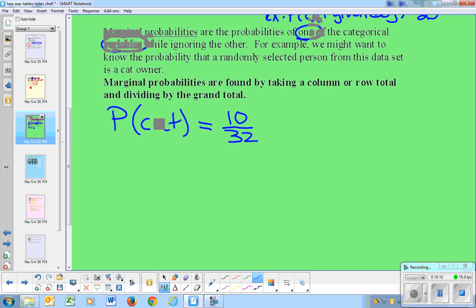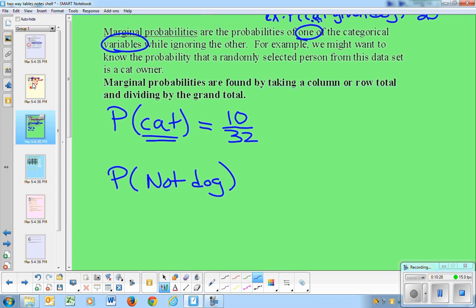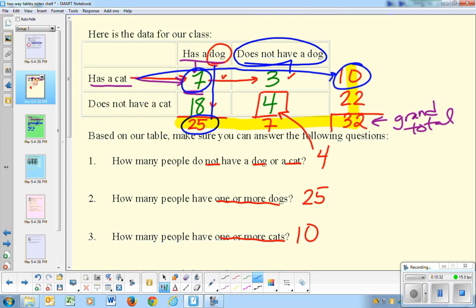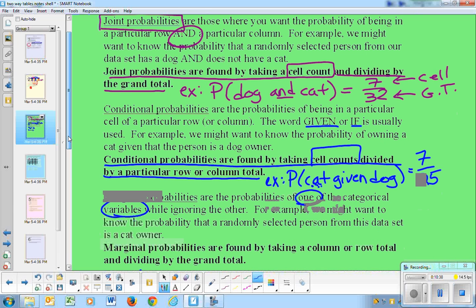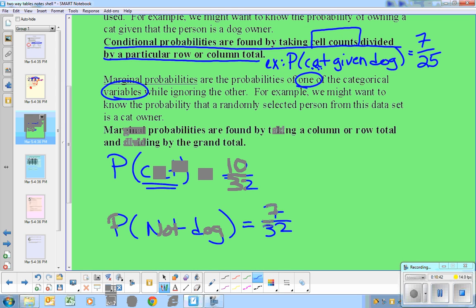The probability of not owning a dog. Okay, we look back at our table. Does not have a dog. Total was 7. So our probability for not owning a dog, no mention of cats, don't care about the cats, 7 out of 32. Okay, so I hope that these 3 examples drive home the 3 kinds of probabilities.